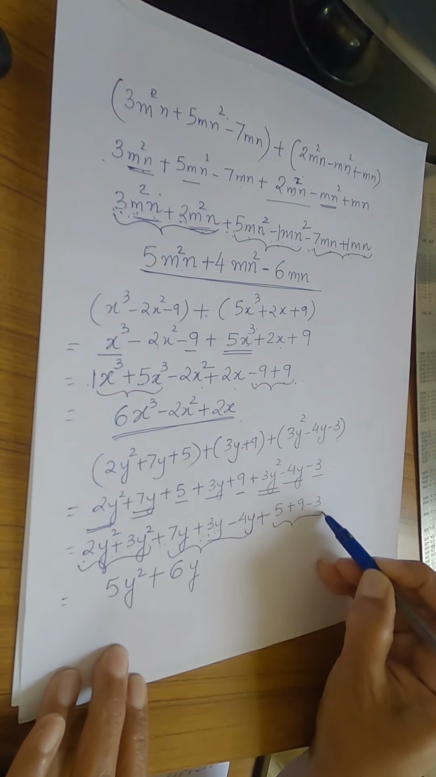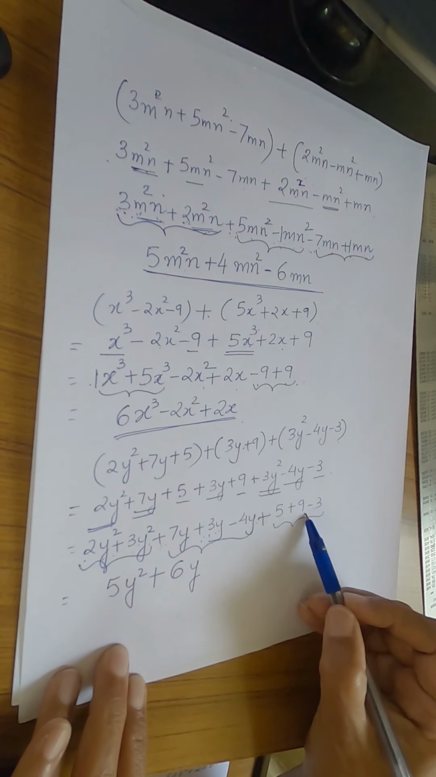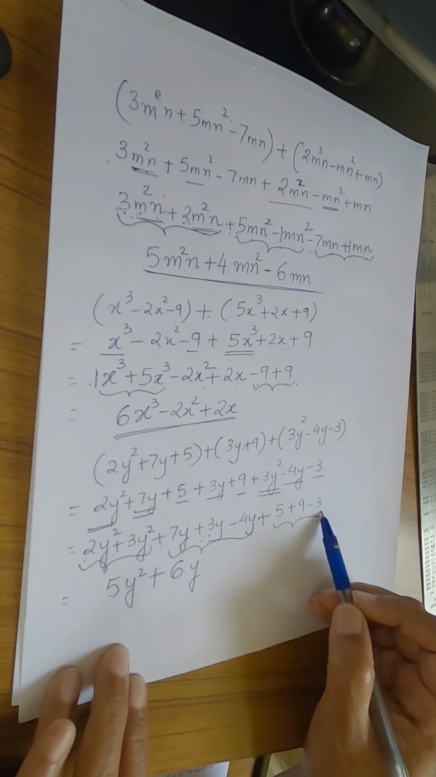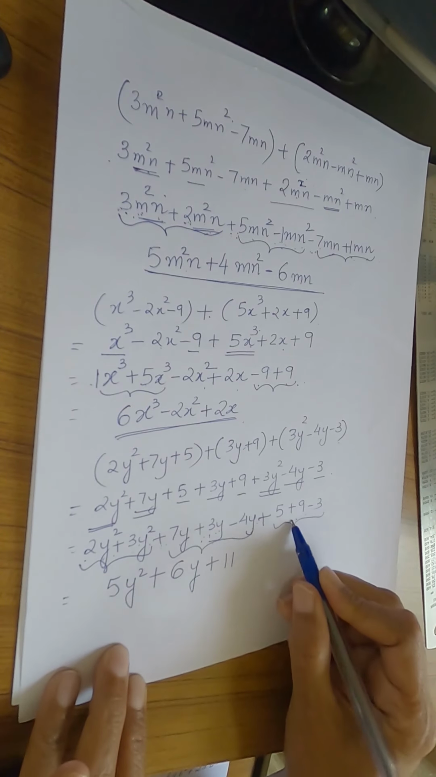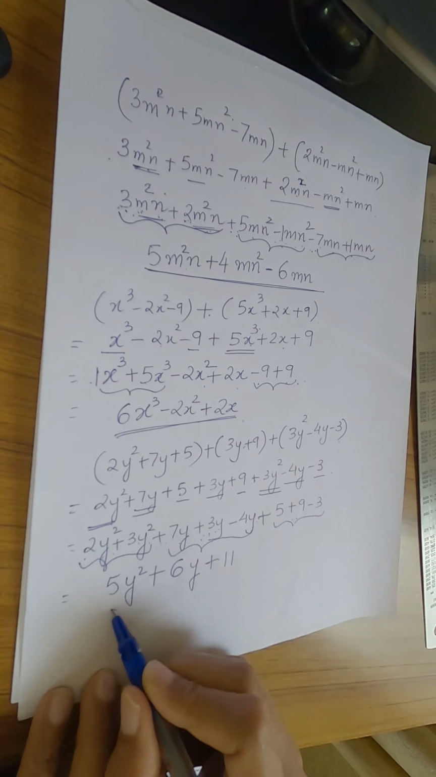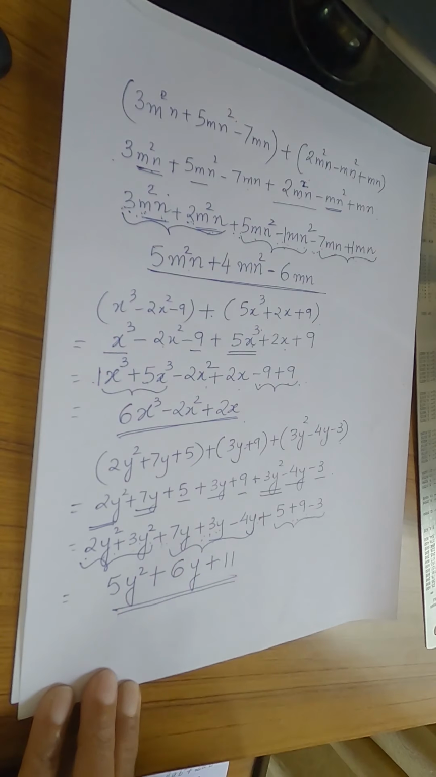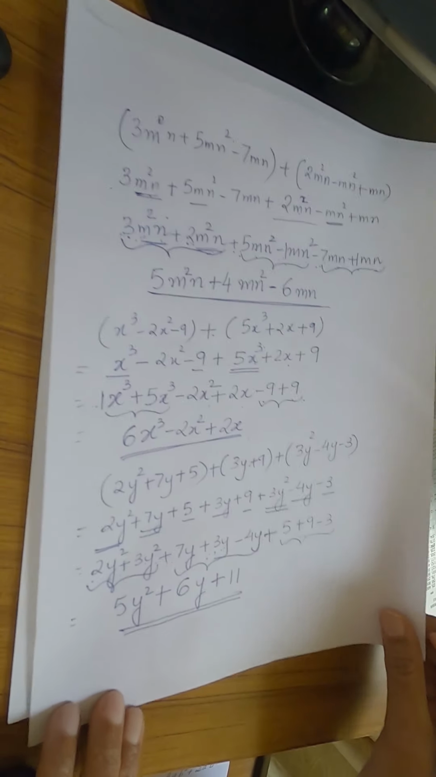Same way we will be doing here, all 3 together. 5 plus 9 is 14 and 14 minus 3 is 11. 14 is a bigger number which was plus, so we have to give plus. So this is how we get an answer for addition of polynomials. Now let's go to the subtraction.